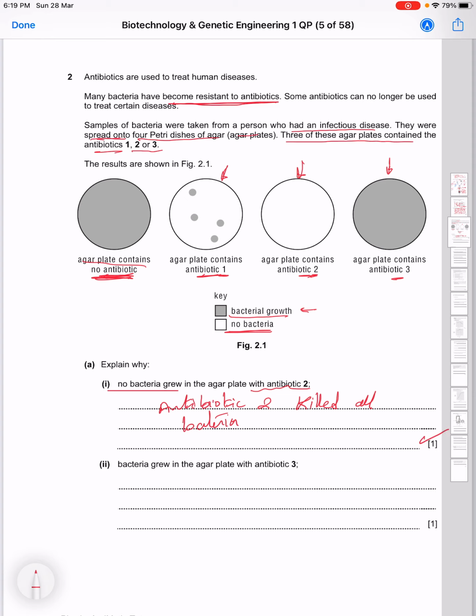Now, bacteria grew in the agar plate with antibiotic 3. As you see, it's full of bacteria. What does that mean? That means that this bacteria that is fully grown is not affected by the antibiotic at all. All the bacteria here in this plate is resistant. Resistant means not affected by the antibiotic. This antibiotic could not kill the bacteria. And I get my second mark.